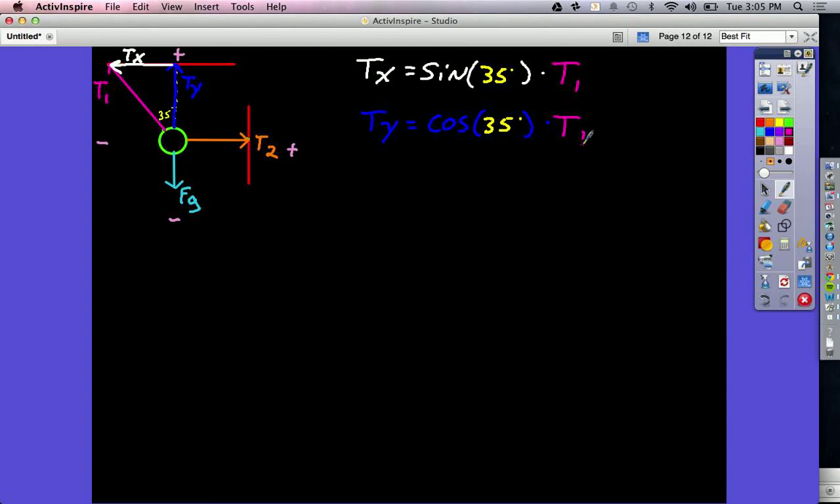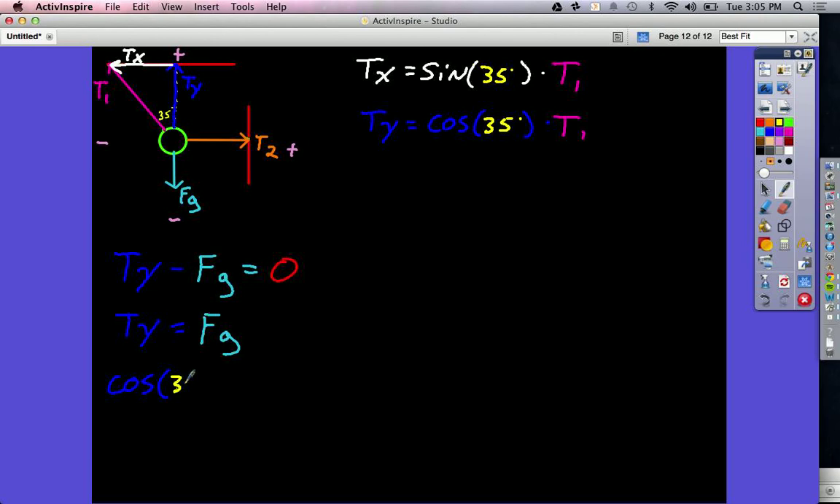So up and down we'll do first, and I take all my forces that are going upward, which is just tension in the y direction, minus any forces going downward, and that would be the force of gravity. Since this is in equilibrium, everything adds up to be 0, which means I know that tension in the y direction has to equal the force of gravity. Now I'm going to expand what tension in the y was, which is this cosine of 35 degrees times T1 in my equation.